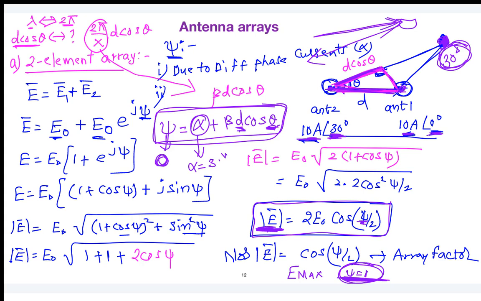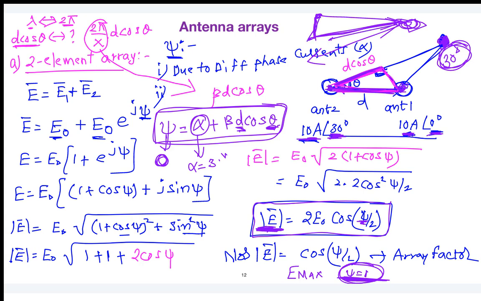Now, if the target is moving from one place to another place, what do you have to do? You have to focus the energy from this position to this position. You cannot manually move the antenna at the base station, right? Suppose the target is moving continuously, you cannot move the antenna at the base station. So what you can do is supply different currents to the antenna and control the beam.